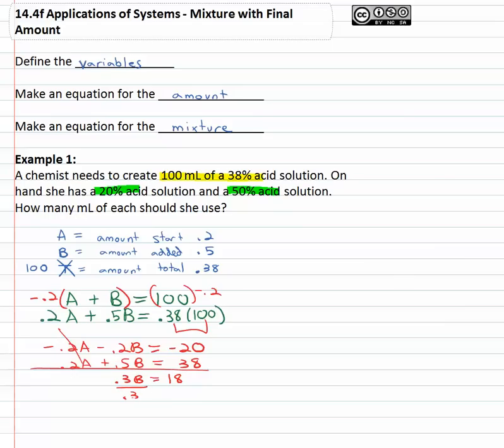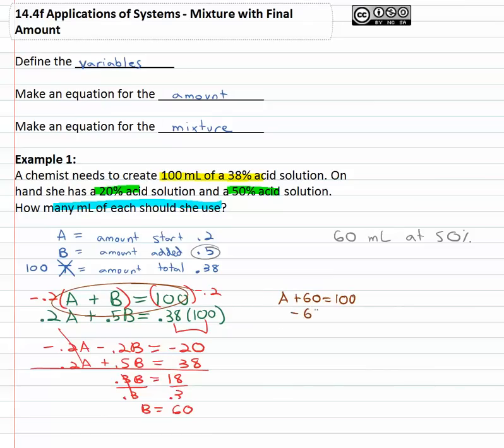Now to get b alone, we'll divide by 0.3, giving us b equals 60. Going back to what we started with, we want to know how many milliliters of each, so we are looking for both. So we know there are 60 milliliters of the B. B is the 0.5 or 50%, so there's 60 milliliters at 50%. We still need to find A, and we can do that quickly by going back to the original equation. A plus B, A plus the 60 has to equal 100. And we can quickly subtract 60 from both sides to see A is equal to 40.